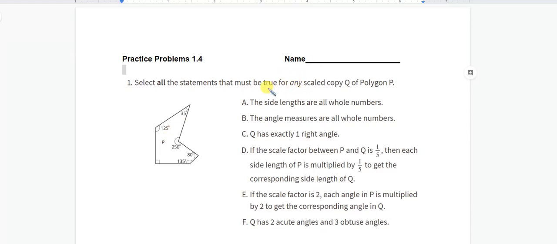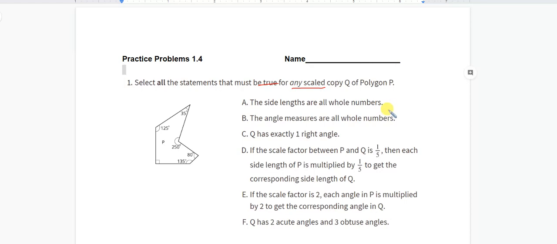And these are going to be true statements for a scaled copy. Any scaled copy: same size, larger, smaller, as long as it's scaled, these are things that will be true. So we're only going to pick the true ones. Let's start here. The side lengths are all whole numbers.